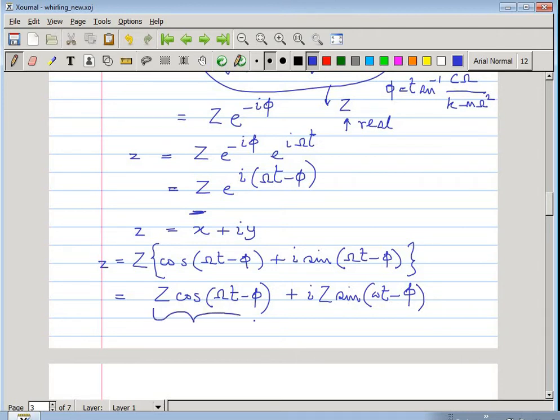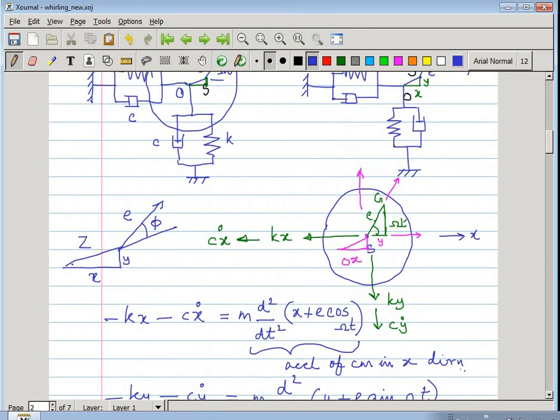So this is actually small x and this is actually small y, and root over x square plus y square is actually capital Z. If you take projection here, this whole angle is omega t, so this angle is omega t minus phi, and x is capital Z cos omega t minus phi, and y is capital Z sin omega t minus phi.